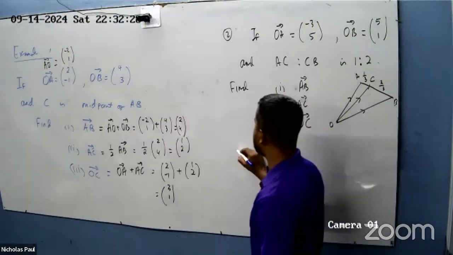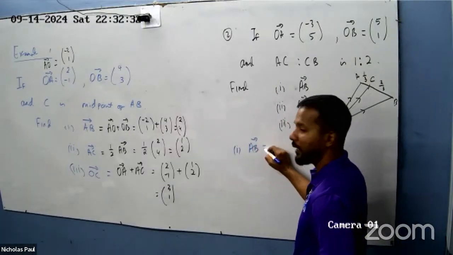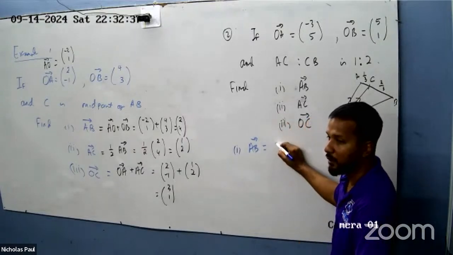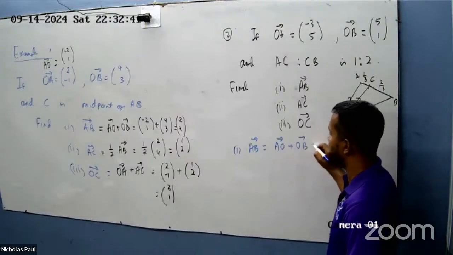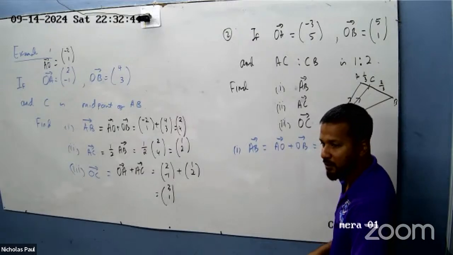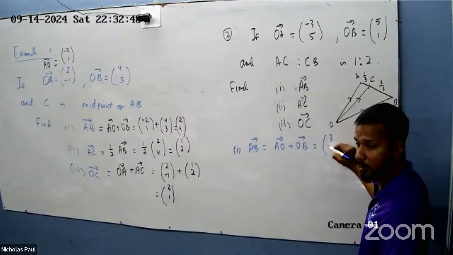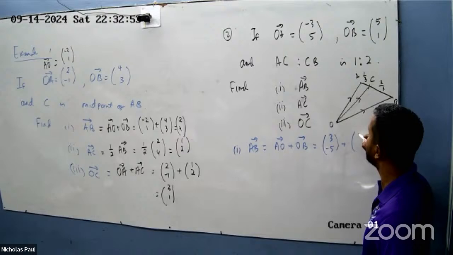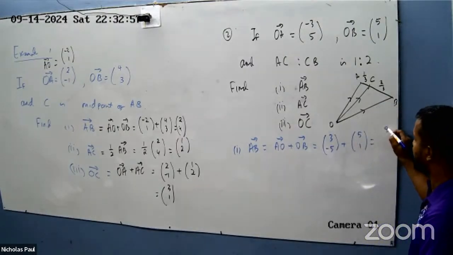All right. So part one is AB. AB is what again, Rihanna? AB is A to O plus O to B. What is A to O, Calista? 3, -5. Nice. And OB is 5, 1, right? So the final answer is 8, -4.